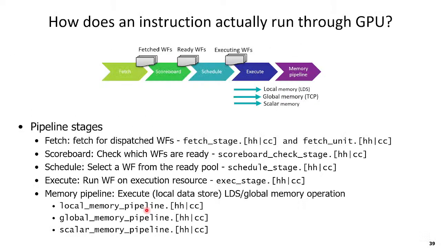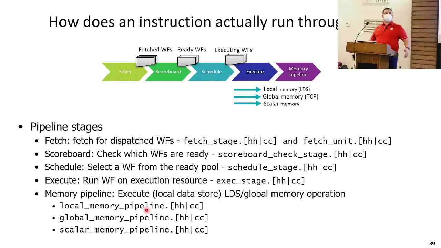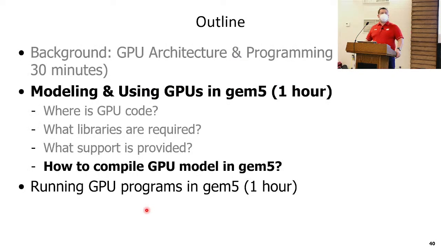Okay, so that is a very brief version of how gem5 implements this work that we'd send to run on a GPU. Are there any questions about this before we get into the more interactive part of compiling and running some examples? Please.